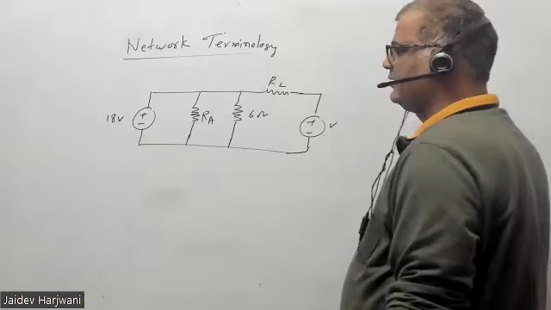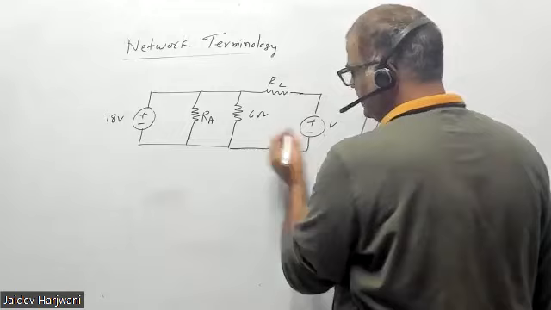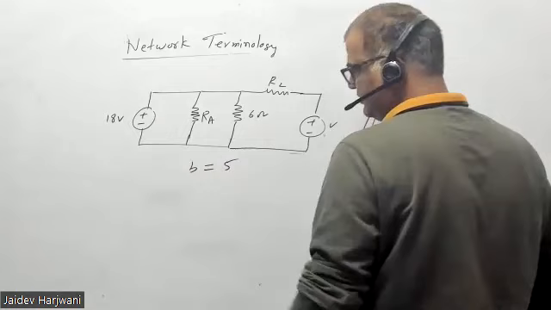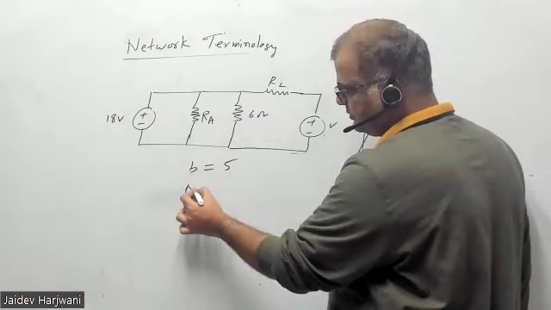Branches you can easily count. How many branches are there? Five: 1, 2, 3, 4, 5. The number of components is the number of branches. And then nodes. How many nodes are there?